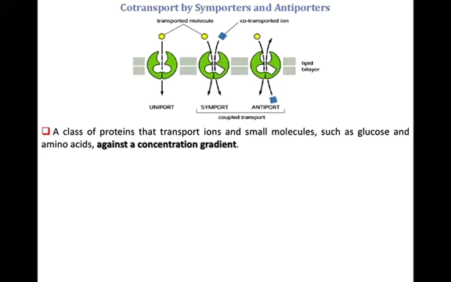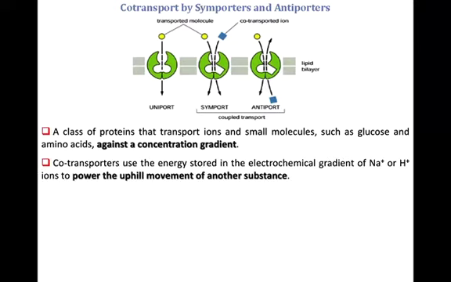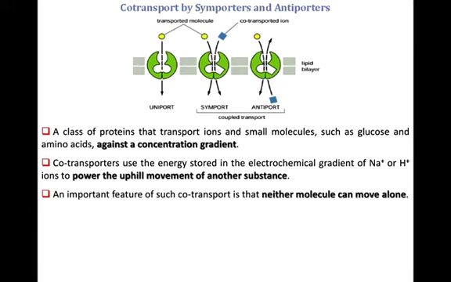We're talking now about co-transport against the concentration gradient. So co-transporters use the energy, as we said, stored in the electrochemical gradient of sodium or hydrogen, or proton, ions to power the uphill movement of another substrate. So we understand now that of the two molecules transported in a co-transporter, either a symporter or an antiporter, one of them has to be an ion, because the movement of this ion will generate the power uphill. Uphill means movement from a lower concentration to a higher concentration. An important feature of such co-transport is that neither molecule can move alone, so they have to move together.